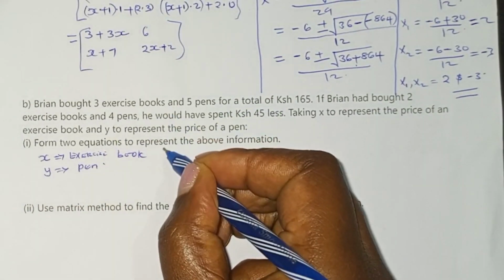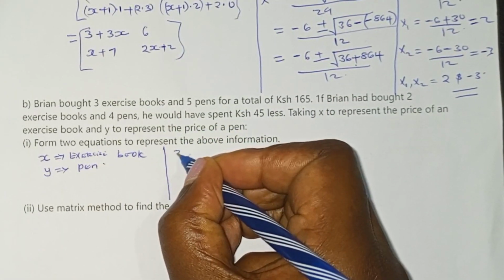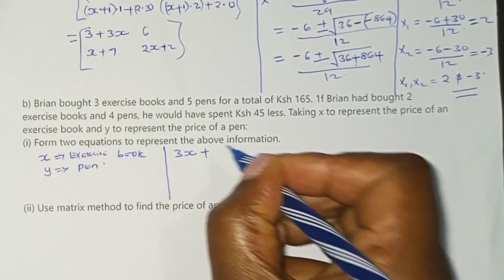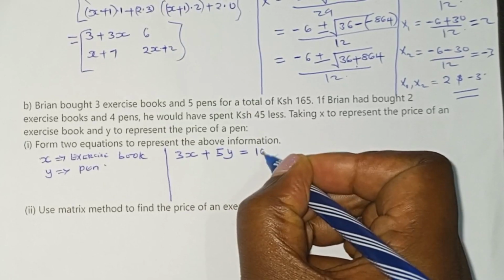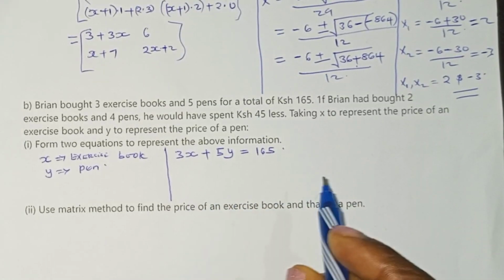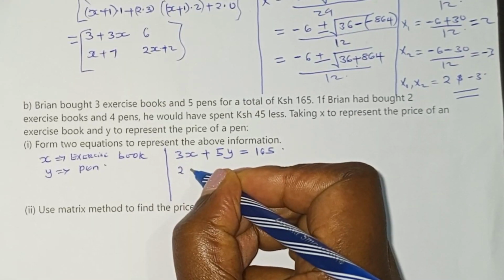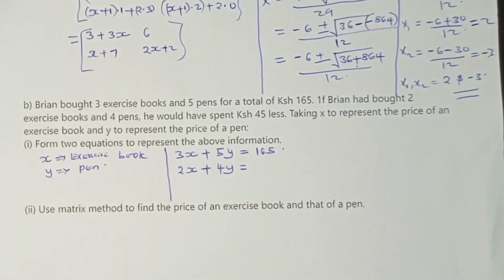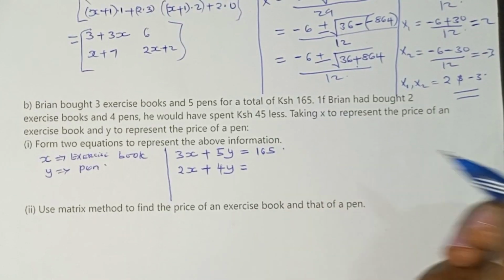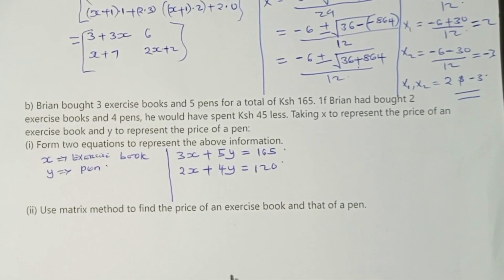So we have the first equation: 3 exercise books plus 5 pens to give us a total of 165 shillings. And then the next equation, we have 2 exercise books plus 4 pens to give us a total of 165 minus 45. So 165 minus 45, we get 120. So these are the 2 equations.